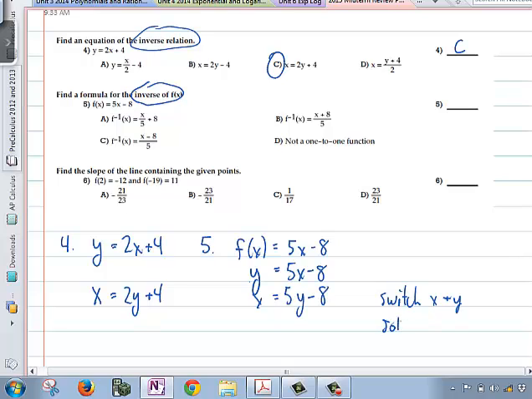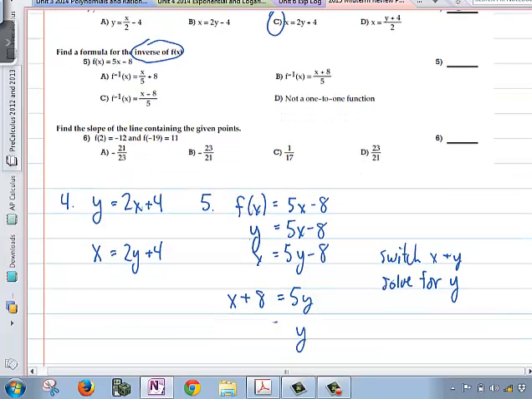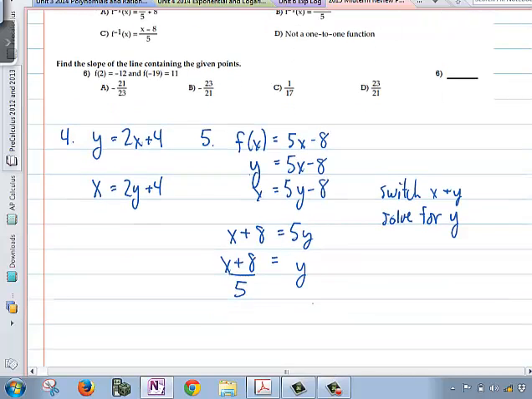And then you solve for y. So in this case, I'm going to add 8 to both sides. And then I'm going to divide by 5. And then I'm going to rename y to be the inverse. That would be f negative 1, which stands for the inverse of f of x. And that would be my inverse.